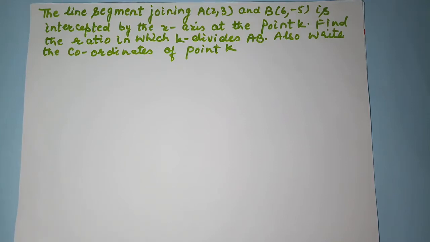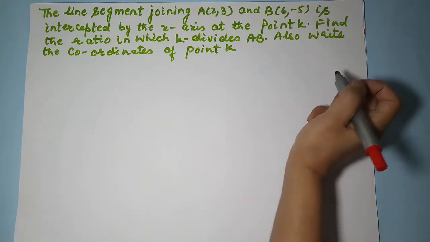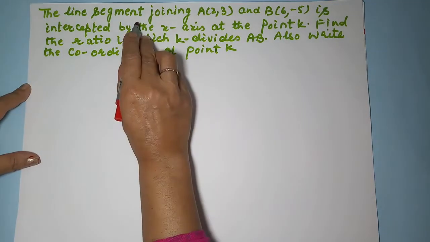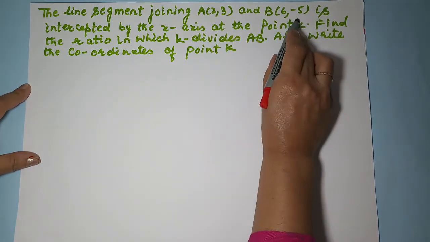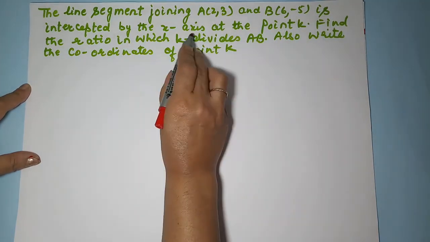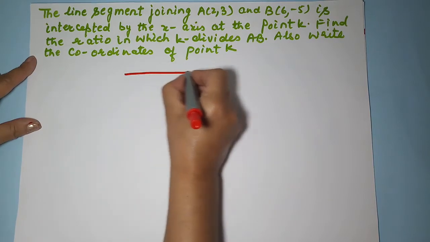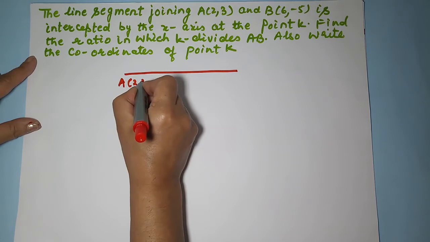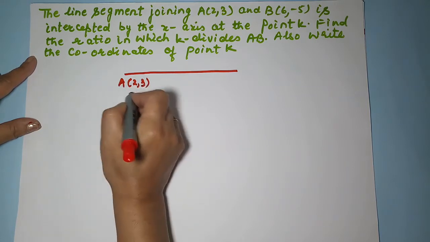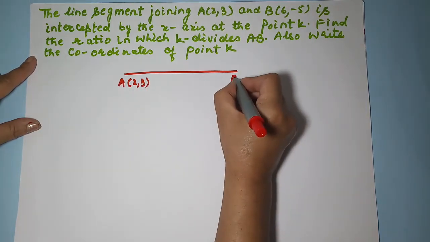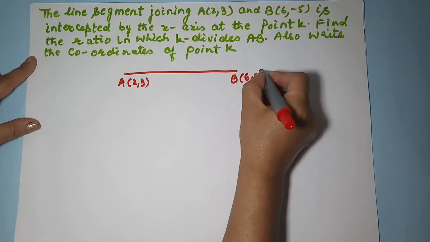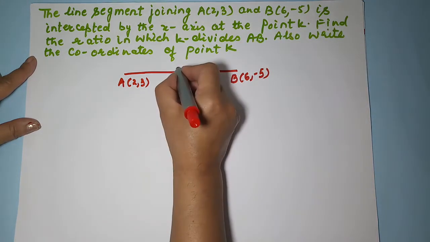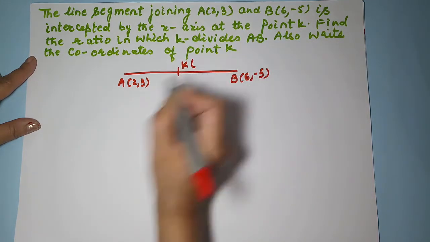In this video, we will continue with the section formula sums. Now here he is saying that the line segment joining A and B is intercepted by the x-axis, right? So let's take a line segment whose coordinates are A (2, 3) and B (6, -5). It is intercepted by the x-axis at a point K.